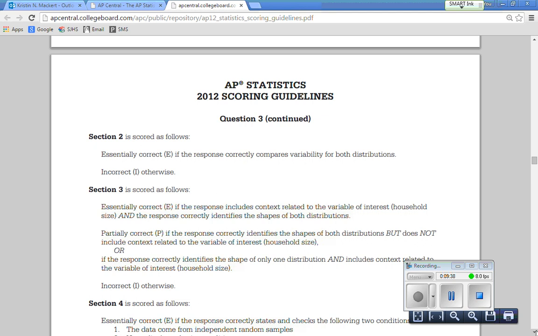All right, and then section 3, it talks about the shapes. Notice that you had to do 2 things. You had to correctly identify the shapes of both distributions.